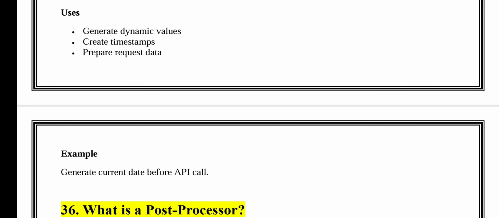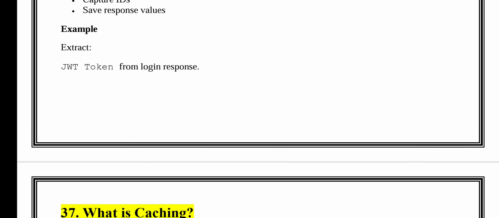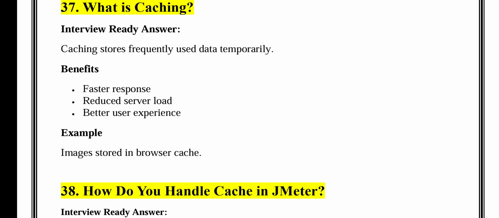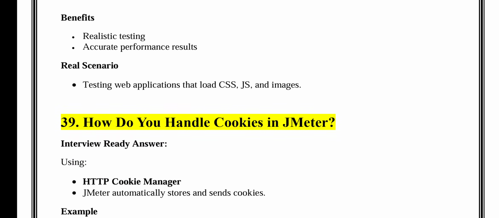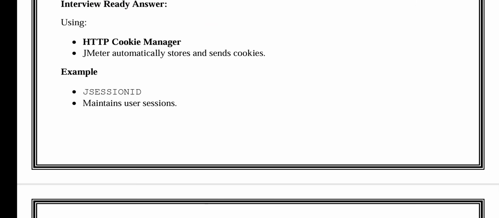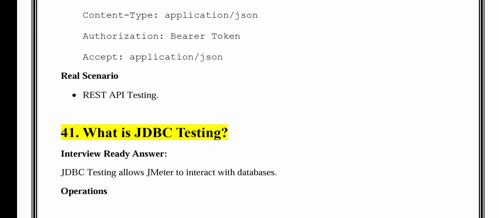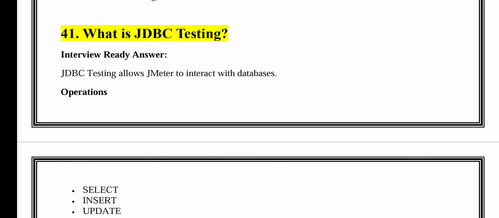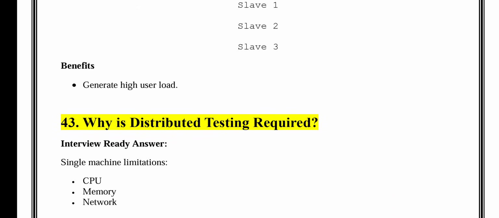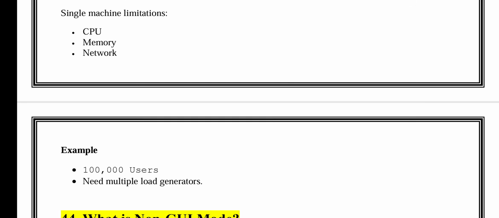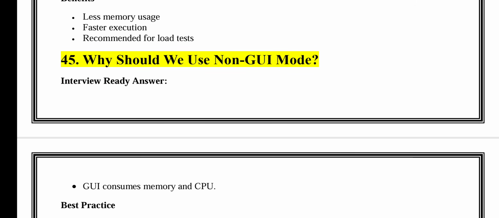What is a preprocessor? What is a post processor? What is caching? How do you handle cache in JMeter? How do you handle cookies in JMeter? What is HTTP header manager? What is JDBC testing? What is distributed testing? Why is distributed testing required? What is non-GUI mode? Why should we use non-GUI mode?